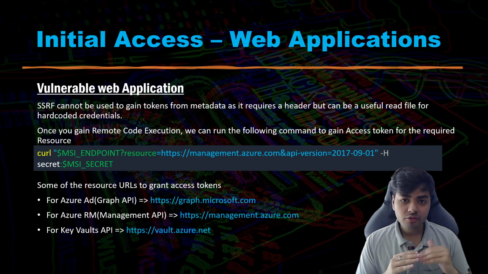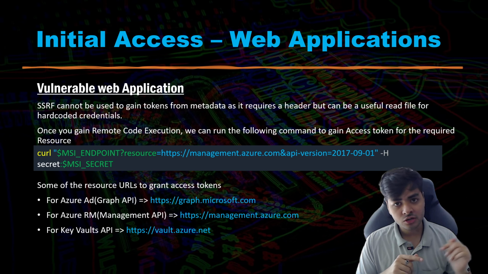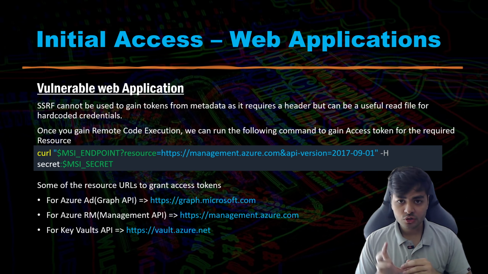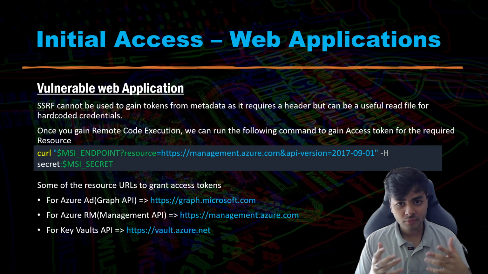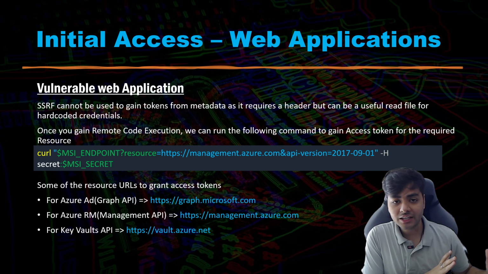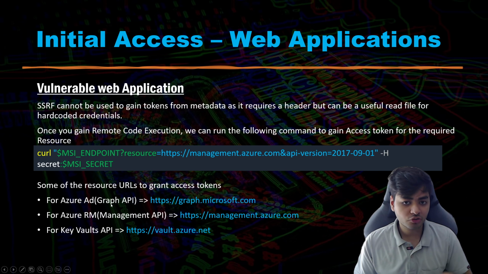Now there are some different resources that you can access. The first one was ARM, Azure Resource Management. But let's say you want to get a token which can allow you to list all the users, groups, and all the Azure AD part. In that case, you will use graph.microsoft.com, which is the Graph API. Next, we have Azure RM, which I already mentioned above.